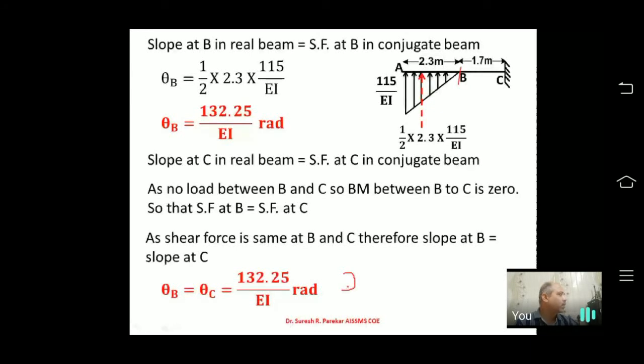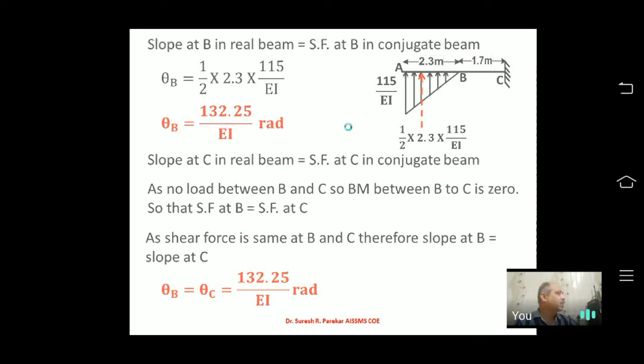So we have this as clockwise. We have this as also clockwise. So these theta values are clockwise. Now we will go to the deflection. Now we can see this deflection.